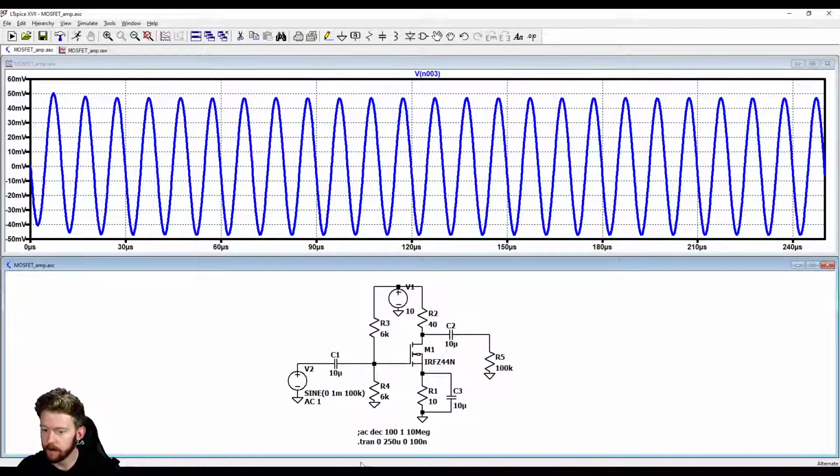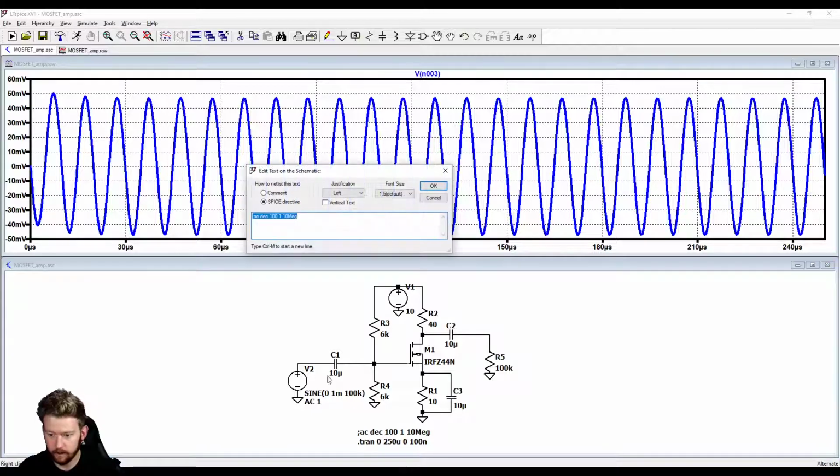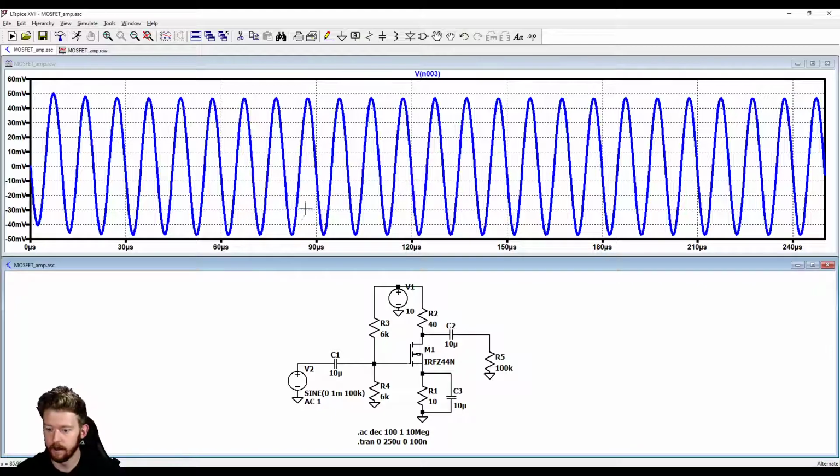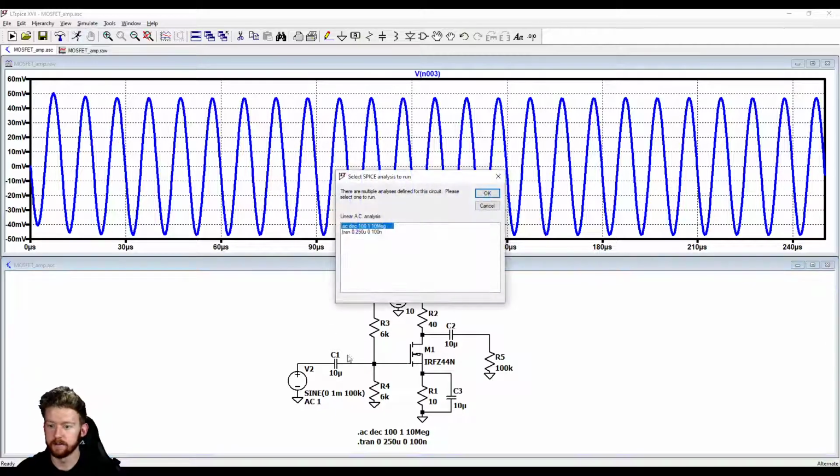Okay, so if we want to switch this to 10 kilohertz, megahertz, stuff like that, we can actually re-comment in. So I'm going to get rid of that semicolon, change it to a dot, hit enter. And if I hit run, it's going to ask me which one I want to run. I want to run the AC analysis this time.